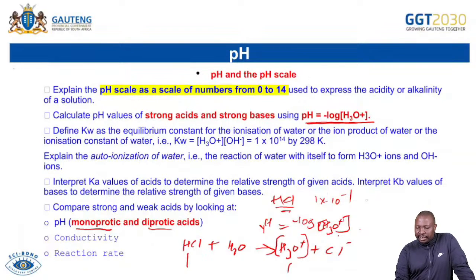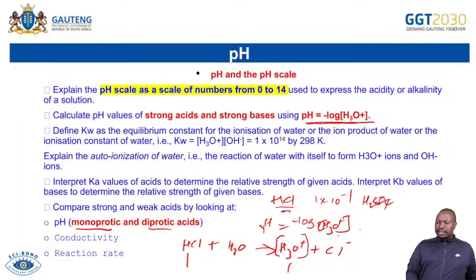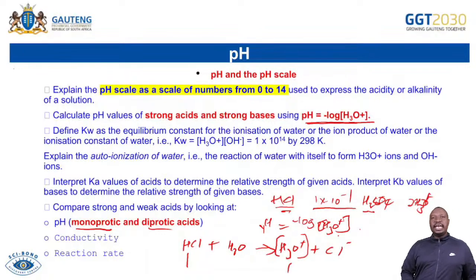But if you are having, for example, H2SO4, which is a diprotic acid, whatever the concentration, if the concentration is 1 times 10 to the power of minus 1, you must first multiply it by 2, because H2SO4 will form 2H3O plus. So it's important that you multiply your concentration by 2 when you have a diprotic acid.